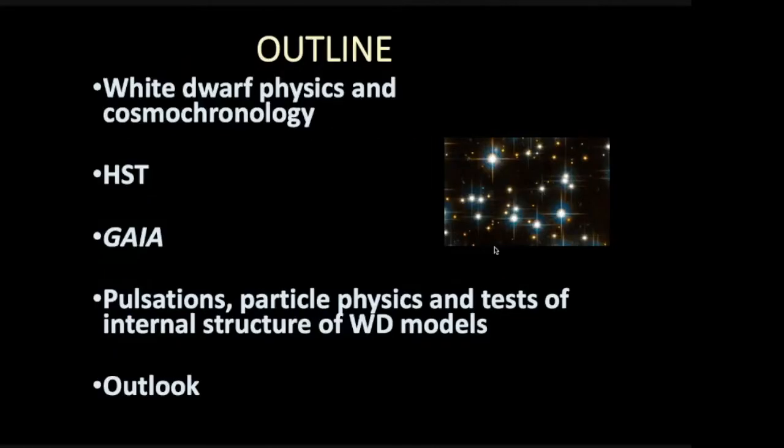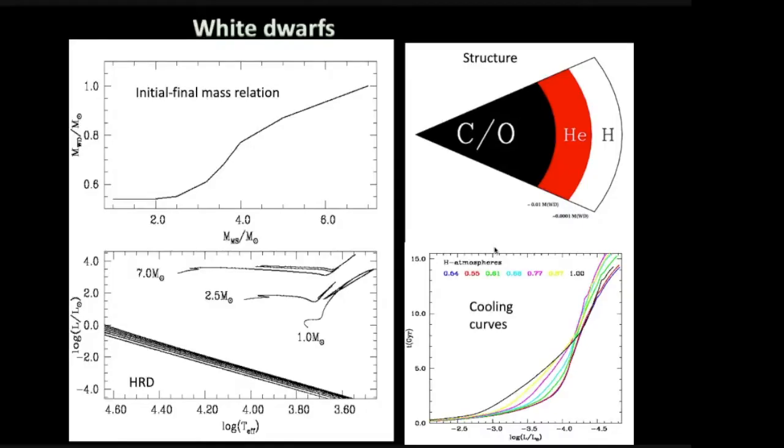I'm going to talk briefly, of course, because the subject is huge, about a summary of white dwarf basic physics and white dwarf cosmochronology. Then I'm going to summarize some results that we learned from HST observations and from Gaia data. And very interestingly, what we learn from non-radial pulsations of white dwarfs, both in terms of basic physics and also in terms of the internal structure of white dwarfs. And then some outlook, some discussion about ELT and JWST and what we can learn about white dwarfs using those telescopes.